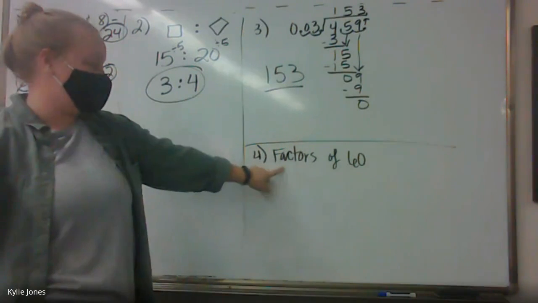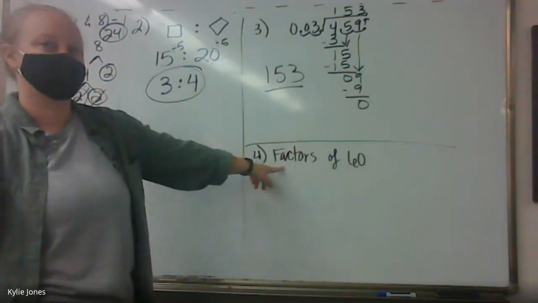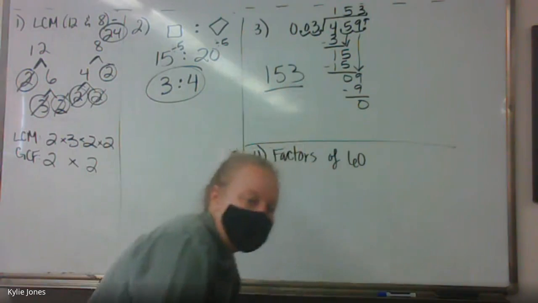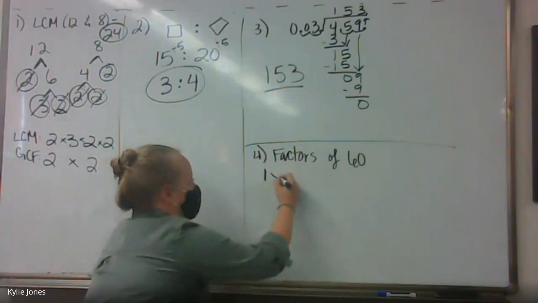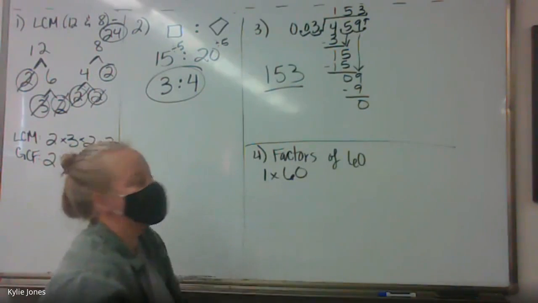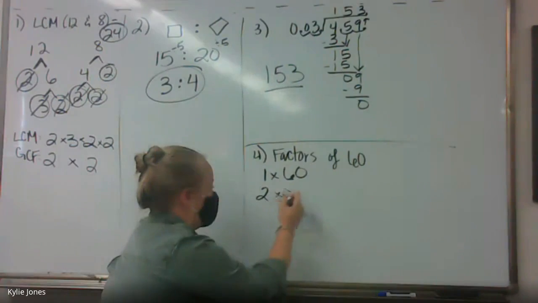And our final one, the factors of 60. What's a factor? Numbers that multiply to 60. Good. All the numbers that multiply to 60. So let's start with 1. 1 times what is 60? 60. Good. What about 2? 2 and 30. Good.